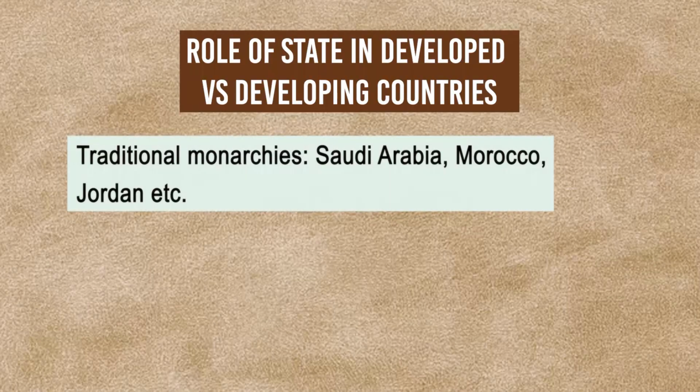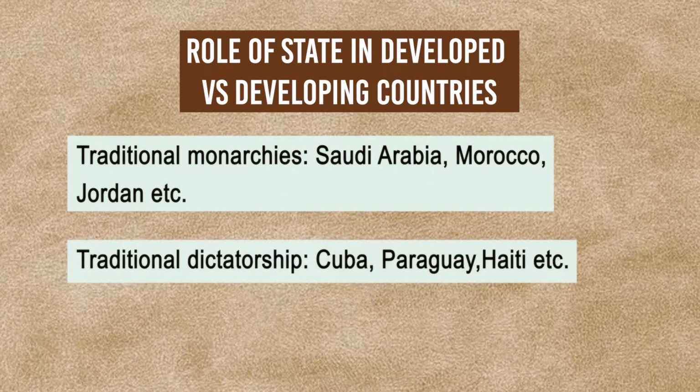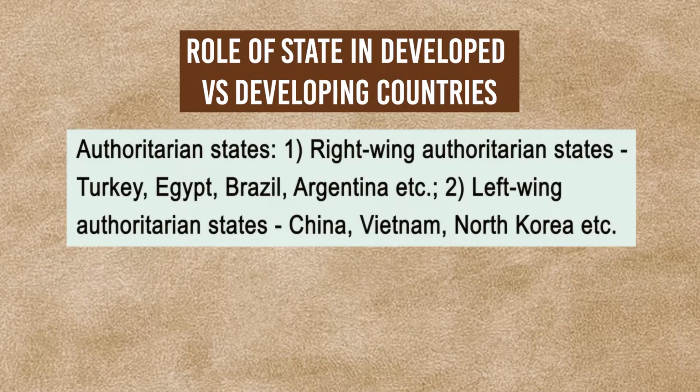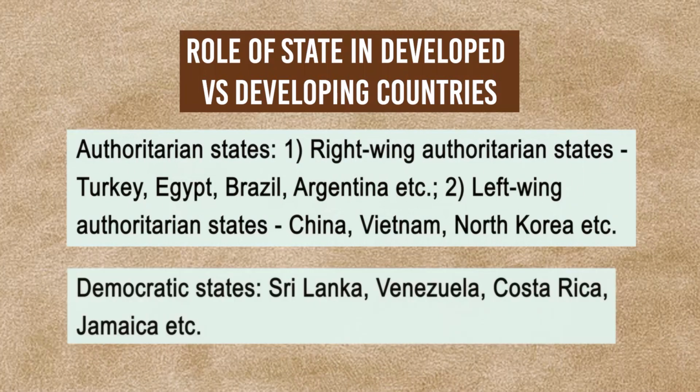In the light of this specification, Finlay grouped the types of states in the third world countries as traditional monarchies, like we have in Saudi Arabia, Morocco, Jordan, etc. Traditional dictatorships, like in Cuba, Paraguay, Haiti, etc. Authoritarian states, like right-wing authoritarian states such as Turkey, Egypt, Brazil, Argentina. And also the left-wing authoritarian states like China, Vietnam, North Korea, etc. And then, of course, we do have the democratic states like Sri Lanka, Venezuela, Costa Rica, India, for example.